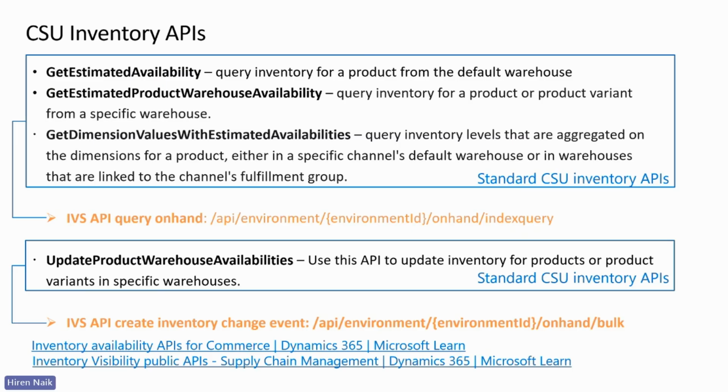If you have any of these parameters available, then you can call either of these APIs from CSU. But what it does behind the scene is it will call this API of inventory visibility service, which is on-hand index query. And then it will take different parameters depending on which of the 3 APIs you have used. And then it will go and query the inventory visibility service and return a response in terms of inventory on hand.